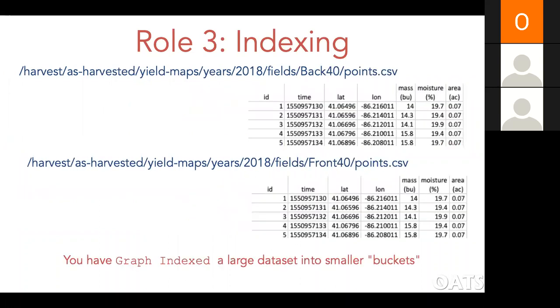And so that might look something like this in a normal API you'd find in ag systems today. There'd be a 2018 year and a set of fields, and then there's the back 40 and the front 40, and then you get the points themselves. And when you did that in your API, you actually had, usually most people were not aware, but they had graph indexed a large data set into smaller buckets.